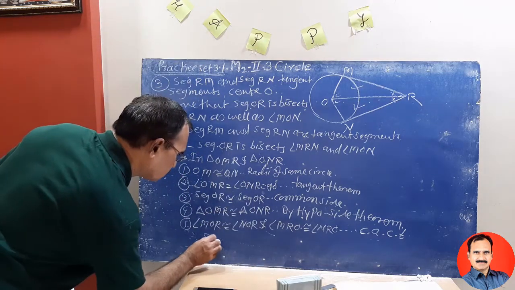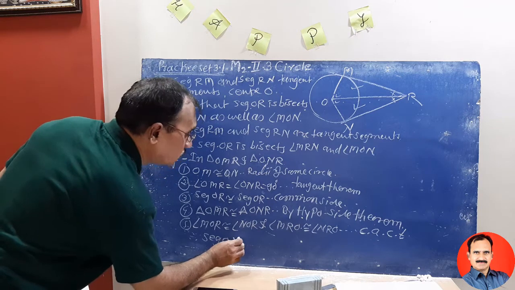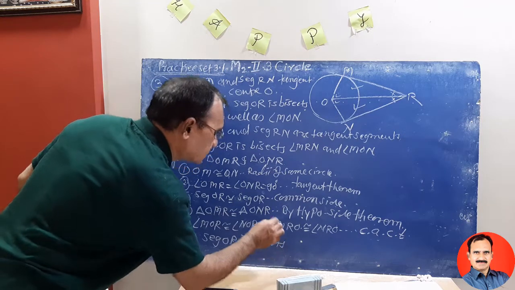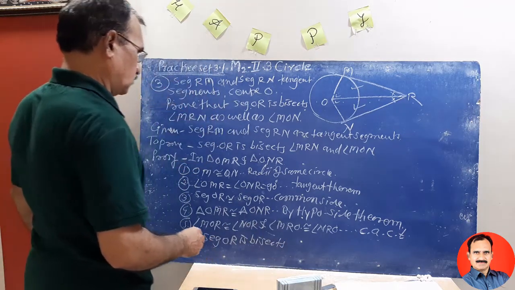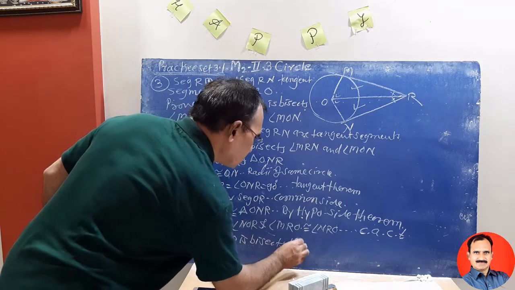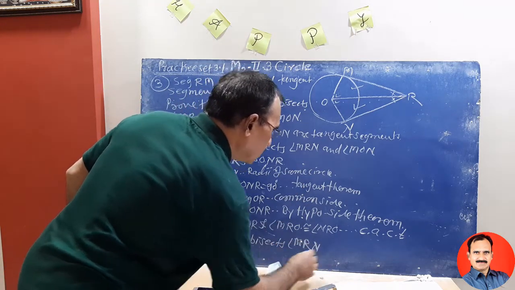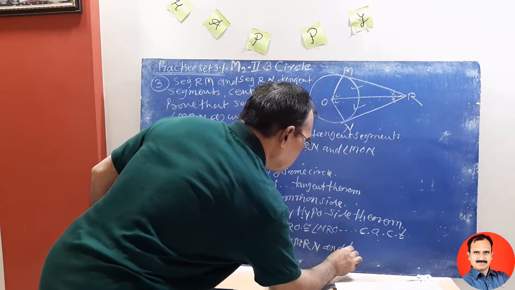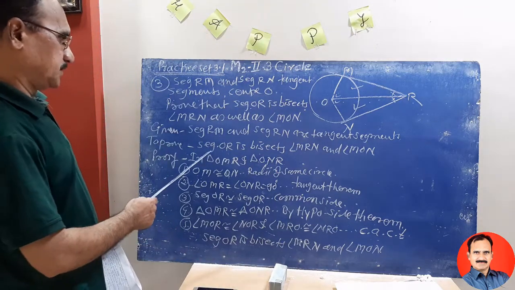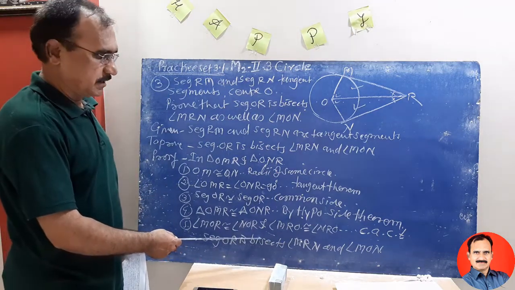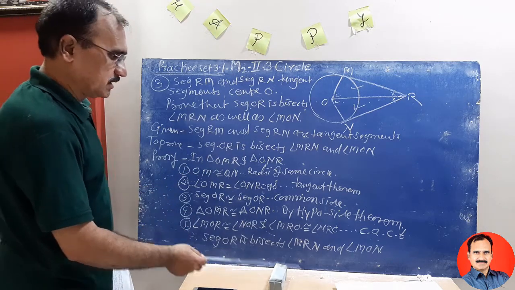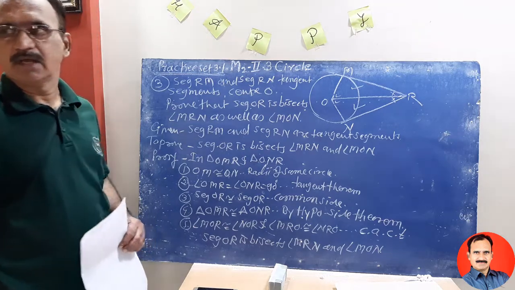Therefore, segment OR bisects angle MRN and angle MON. This is what we had to prove. This is the last sentence of this theorem. That means this example, or this proof, is completed here.